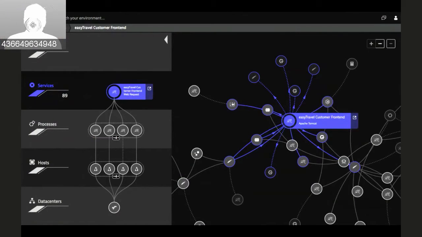And I want to add that all of this information that you see here is also discovered for you. You don't have to do anything. It's kind of zero configuration out of the box.